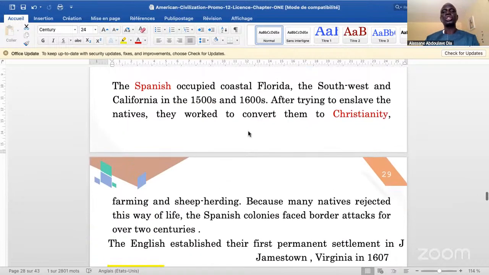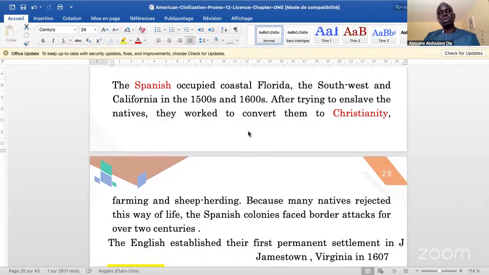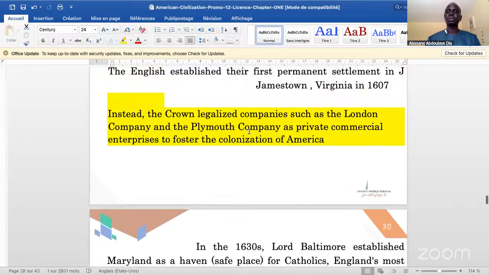So the Spanish, as I told you, they occupied coastal Florida, the Southwest, and California. California also was Spanish in the 1500s and 1600s. Florida, California, until now, in these American states, people use Spanish.